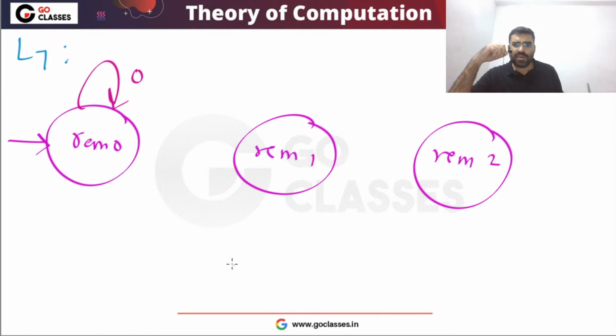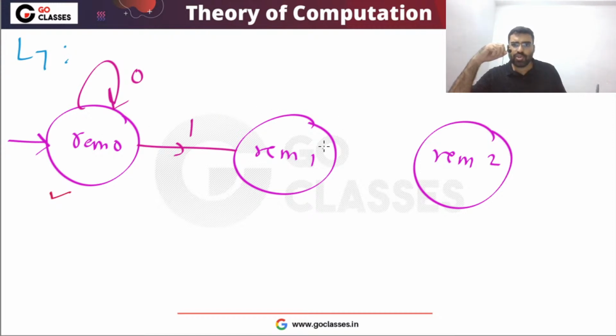After this, if 1 comes in this state, meaning after 0, if 1 comes, the decimal value is 1, and when you divide by 3, the remainder will be 1. So in this state, if 1 comes, I go to the remainder 1 state. Now this state is done, because for every alphabet symbol we have created a transition.